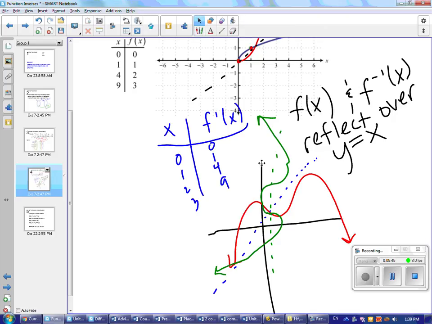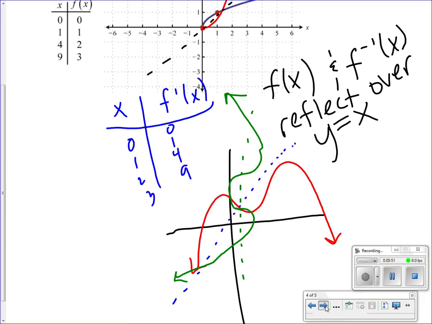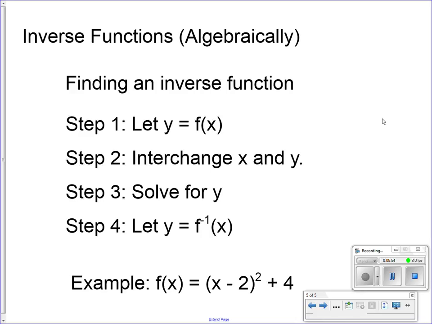The last piece of this is to do it algebraically. So algebraically, there's a couple steps. To find an inverse, what you're going to do is rewrite f of x as y. They mean the same thing. They mean the output of a function. And then in the second step, you're going to switch your values x and y, and then solve for y again. And your last step, whatever answer you have, rewrite that as your inverse.